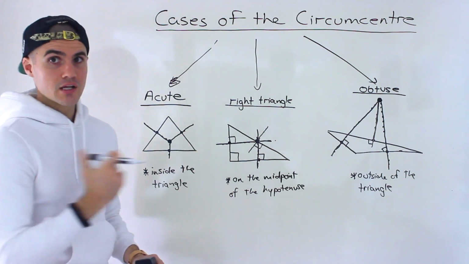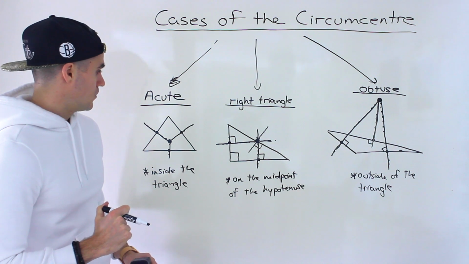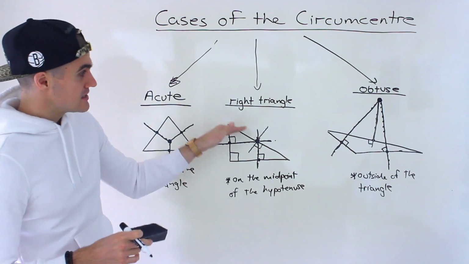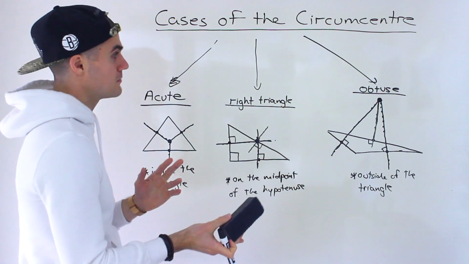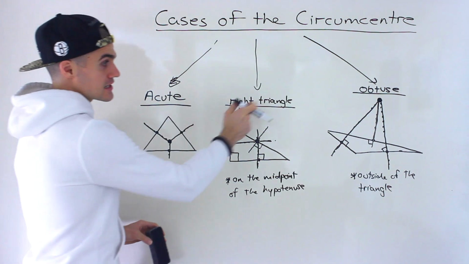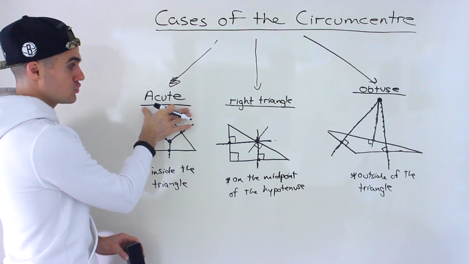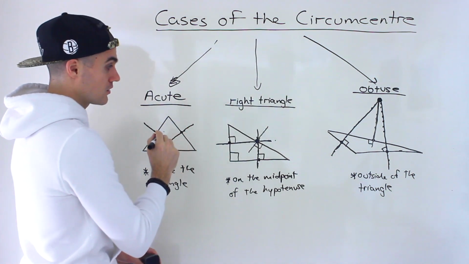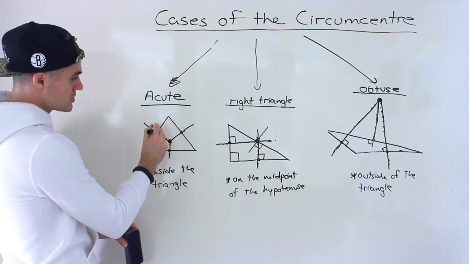Okay, so those are the three general cases for where a circumcenter can be. Now, one thing I want to go over: there are a couple of subcases in each of these that you may sometimes run into. Some textbooks might mention it, some teachers might mention it, some may not. It's if you're dealing with isosceles triangles in these three cases. So notice you can have an isosceles acute triangle, an isosceles right triangle, and an isosceles obtuse triangle.